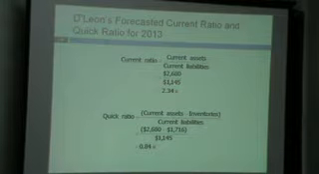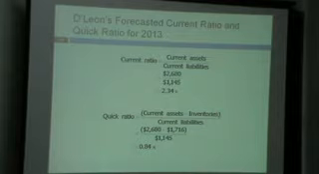So generally speaking, the general viewpoint is that 2 to 1 is ideal for current ratios. So if your current assets are twice your current liabilities, that indicates a good liquidity position of a company. Now, quick ratio gives us a more realistic picture of our liquidity.